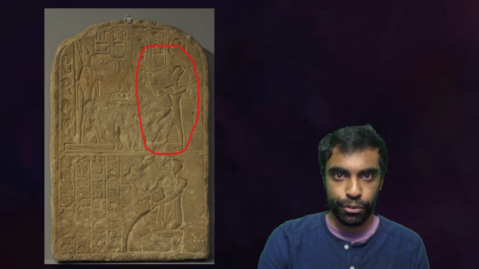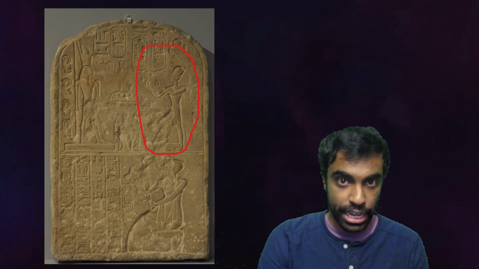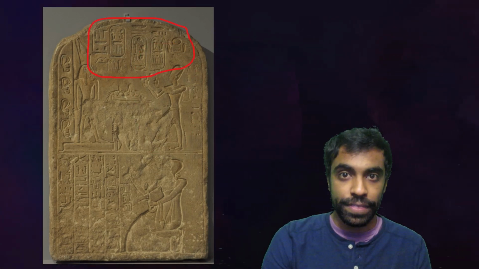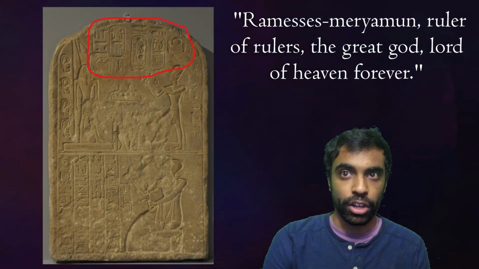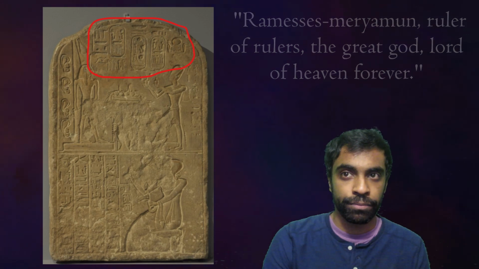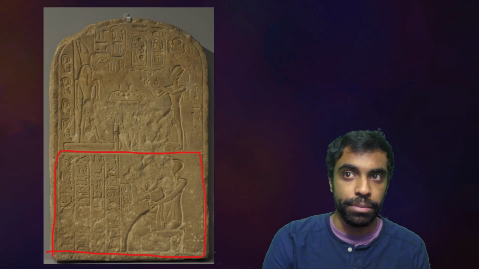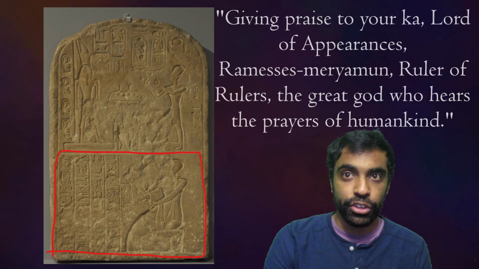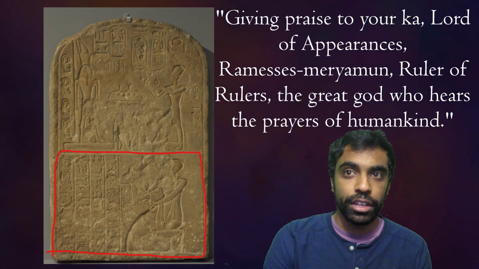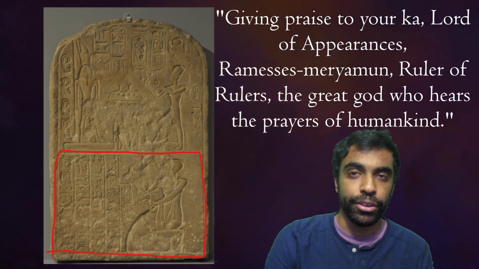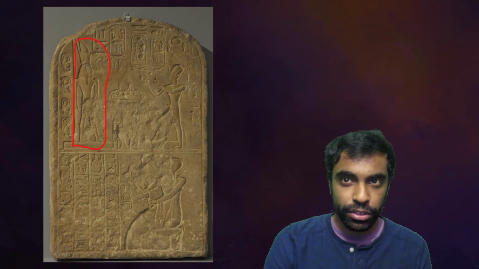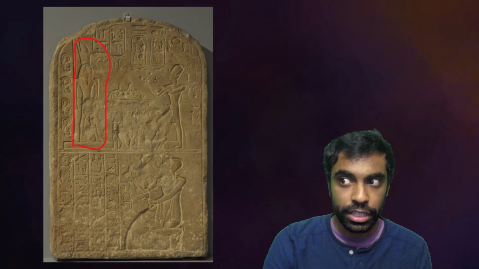Here he is on the right offering food to a statue of himself. The statue is labeled with this text, which reads, "Ramses Meriamun, ruler of rulers, the great god, lord of heaven forever." The lower portion of the stela shows Rahotep himself, and it reads, "Giving praise to your Ka, lord of appearances, Ramses Meriamun, ruler of rulers, the great god who hears the prayers of humankind." And this reveals that the statue of Ramses is actually his Ka.